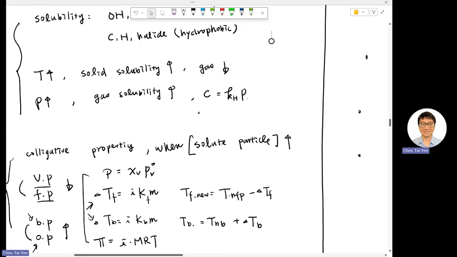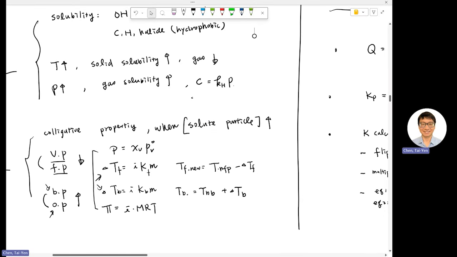You also need to know how temperature and pressure affect the solubility. Once you increase the temperature, for a solid or liquid solute the solubility will increase, but for a gas it will decrease. Pressure only has an effect on gas solubility. The higher the pressure, the more gas you push into your solvent, therefore its solubility is going to increase. There's one equation, the Henry's law equation: the solubility of your gas, C, equals the Henry's law constant K times the external pressure.